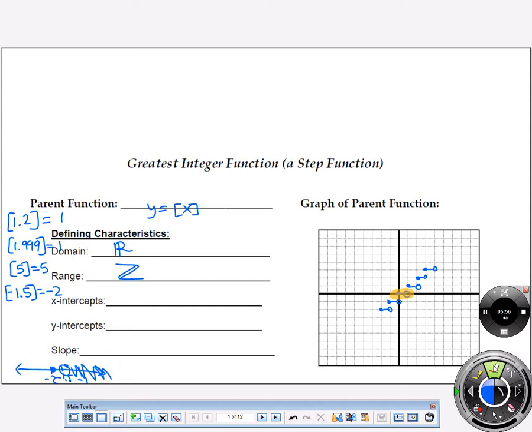So if you stretch it horizontally, you actually change how long the steps are. Okay? And the steps never overlap, so the next step won't start till this one's ended. If you stretch it vertically, you change the distance between the steps. And then if you reflect it, you have to actually think about switching all the points over whichever axis you're switching it over. We'll do some more practice with that tomorrow, but I wanted you to see the parent function today.